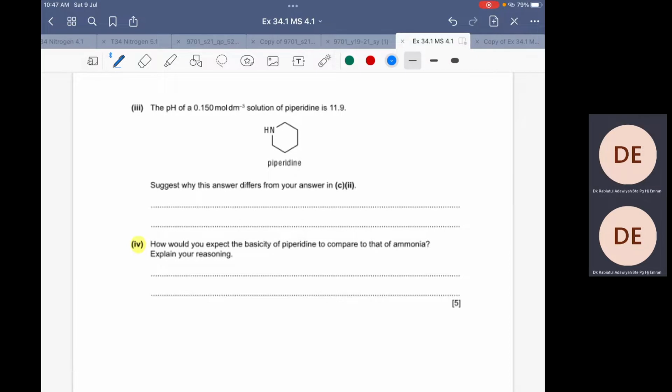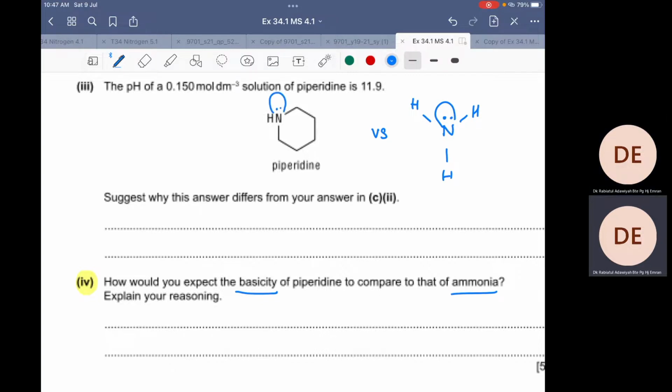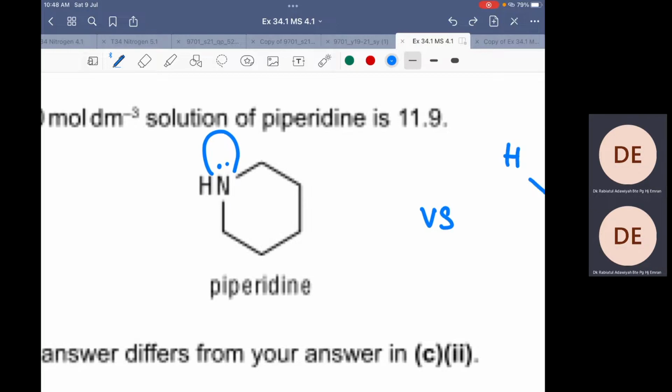Okay. So this is a molecule called piperidine. How would you expect the basicity of piperidine to compare to that of ammonia? Explain your reasoning. Okay, both of them have a nitrogen, and if you want to draw out that hydrogen bond, you can, but otherwise, if you can see it, then that's fine. Okay, so for ammonia, the nitrogen is attached to three hydrogens. Hydrogens don't really have any electron donating or electron withdrawing effect. Okay, as for piperidine, this nitrogen is attached to a hydrogen and there are two other groups.